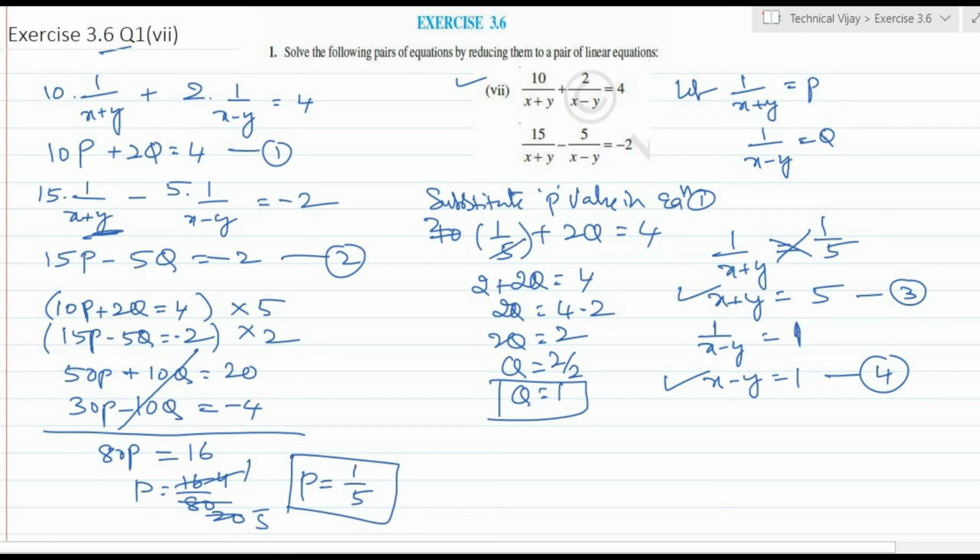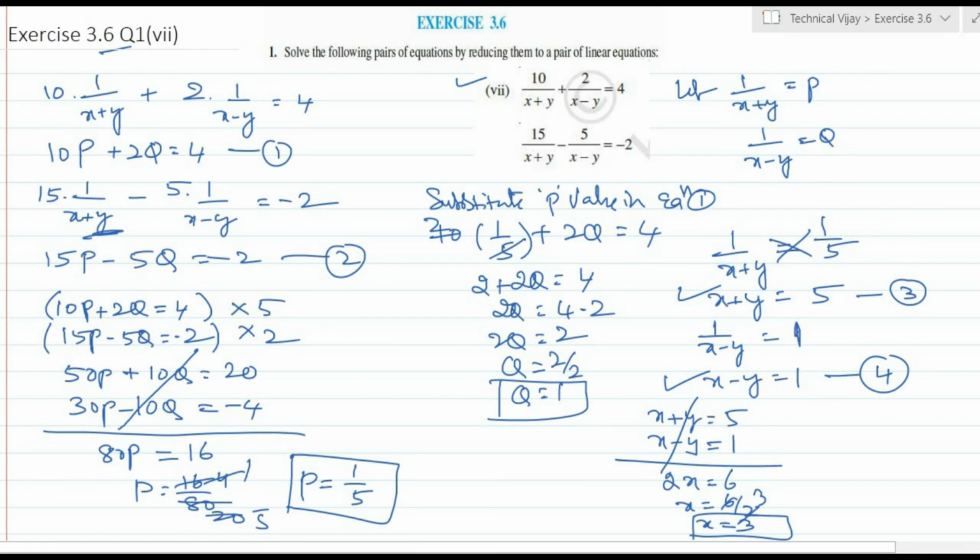So we will use any method to calculate this one, that is x plus y. Here x plus y is equal to 5, and x minus y is equal to 1. These two equations I will add so that this y gets cancelled. So 2x is equal to 6. x is equal to 6 divided by 2. So 2 ones are 2, 2 threes are 6. So x is equal to 3. Okay, x is equal to 3.